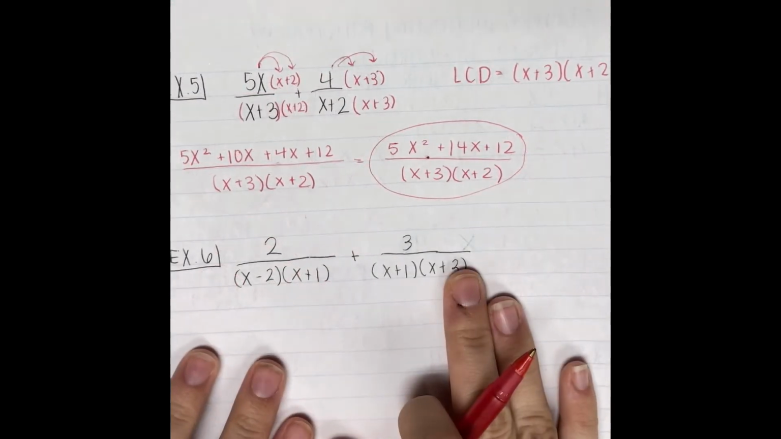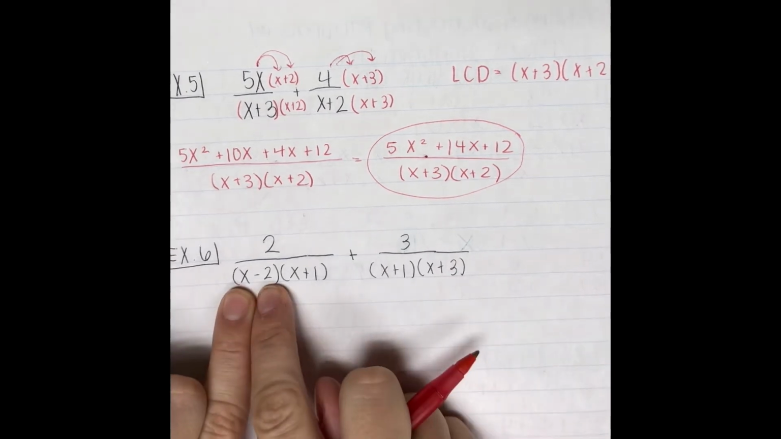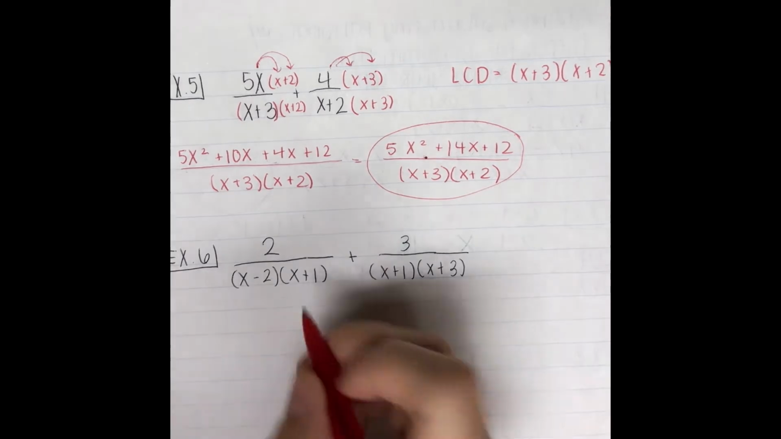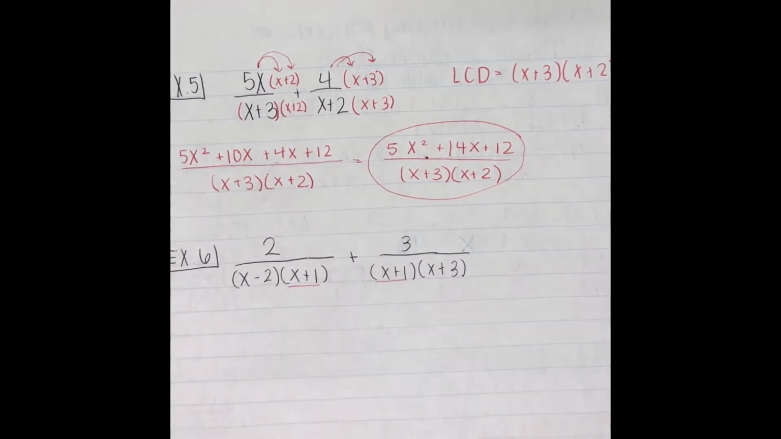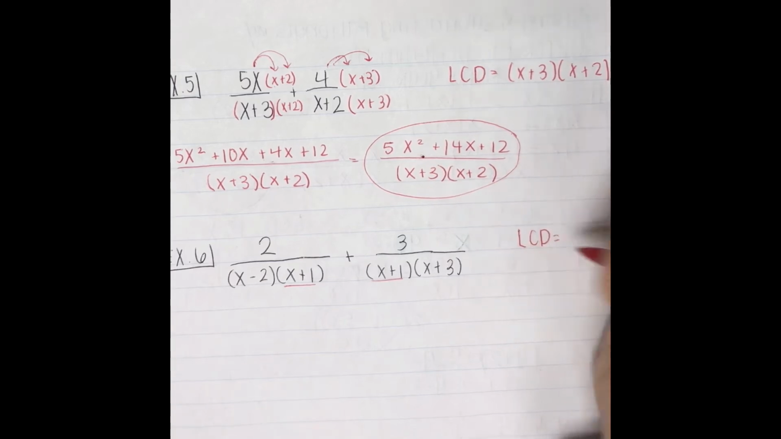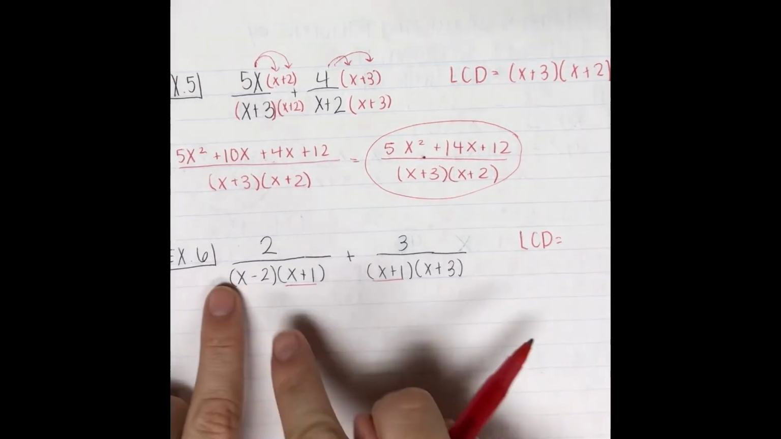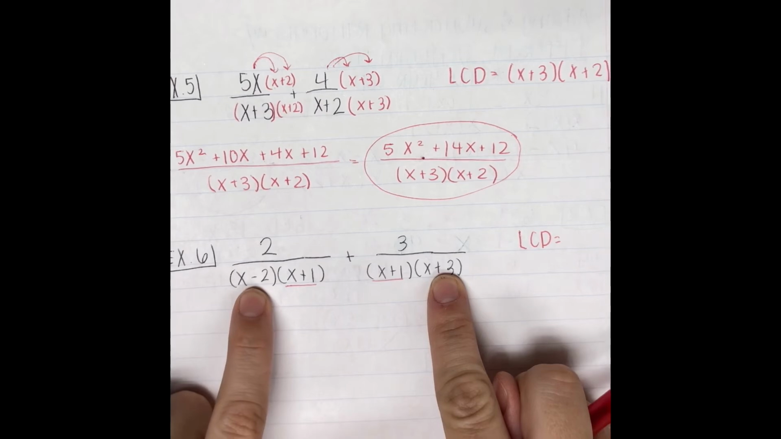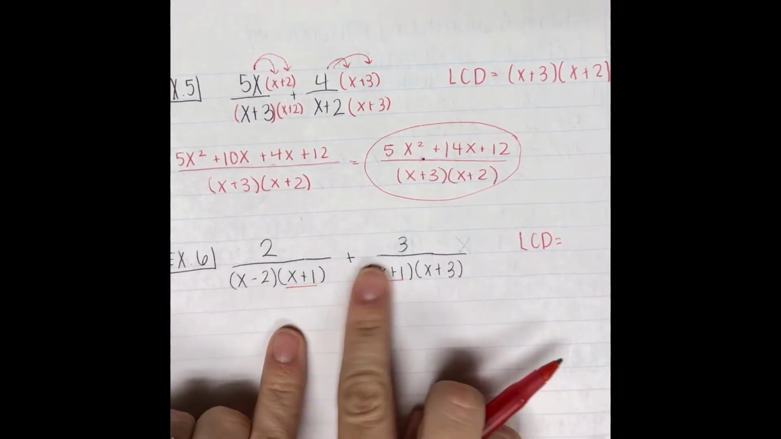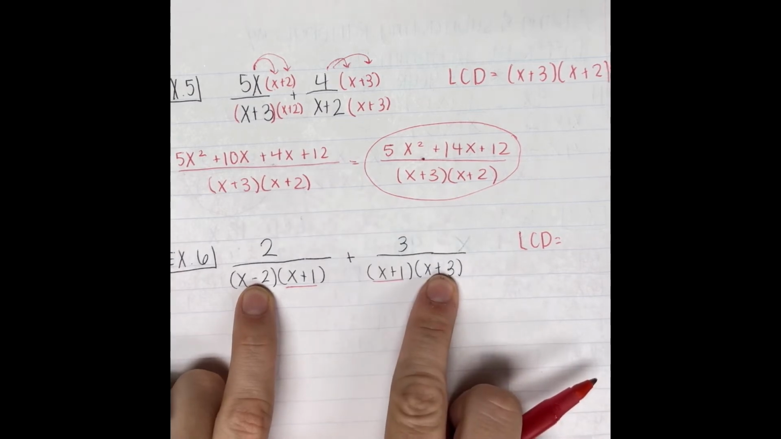And for example 6, you have an x minus 2, an x plus 1, an x plus 1, and x plus 3. The x plus 1s repeat, okay? So what you're doing here is your LCD is going to be all 3 of these factors. And I mean 3 because this one repeats. So you have an x plus 1, an x minus 2, and an x plus 3. Okay?